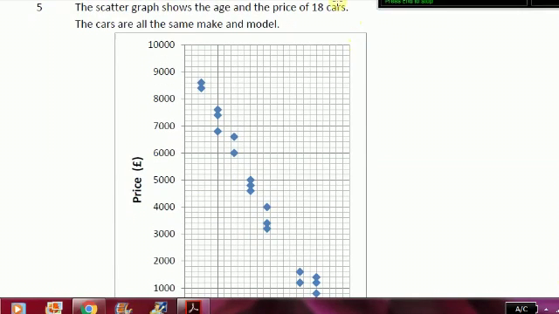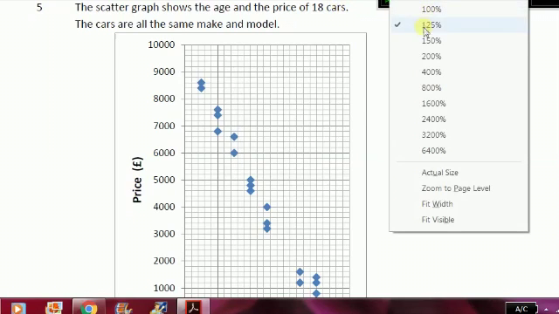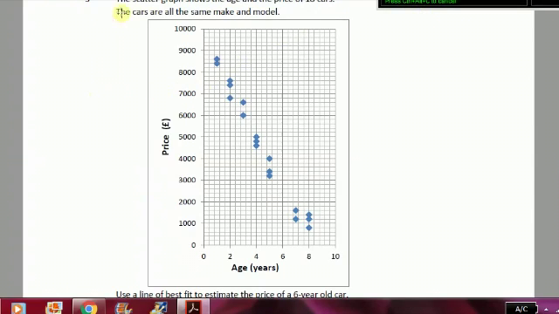Question 5. The scatter graph shows the prices of 18 models of the same car. There's the price, and there's various ages. The ages go from 0 to 8 years old. So use a line of best fit to estimate the price of a 6-year-old car.